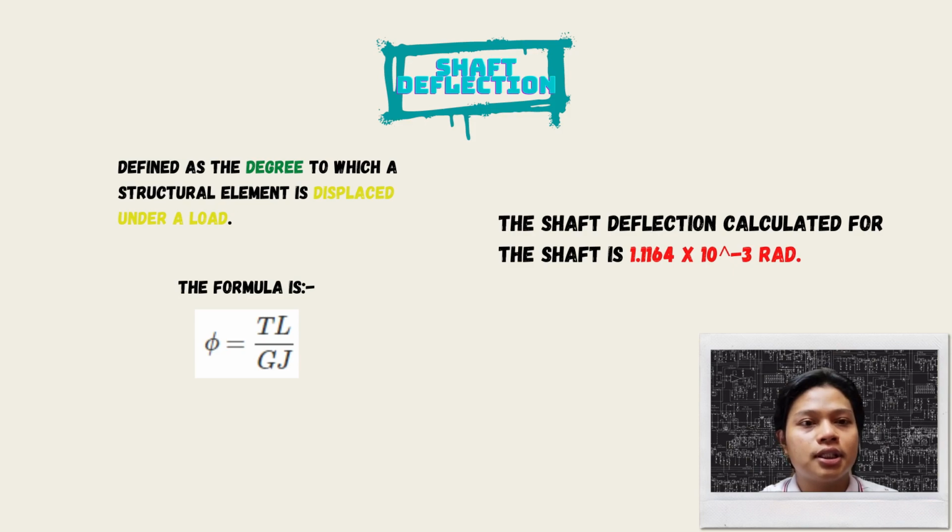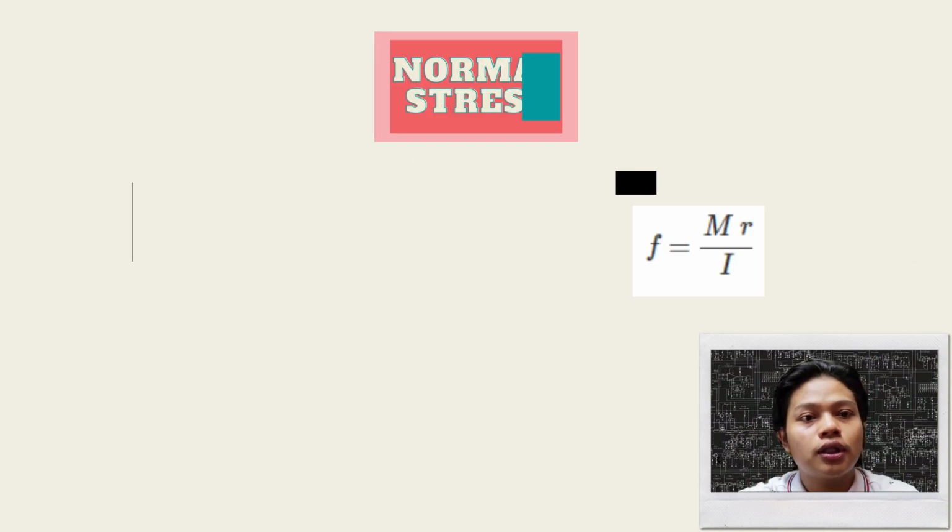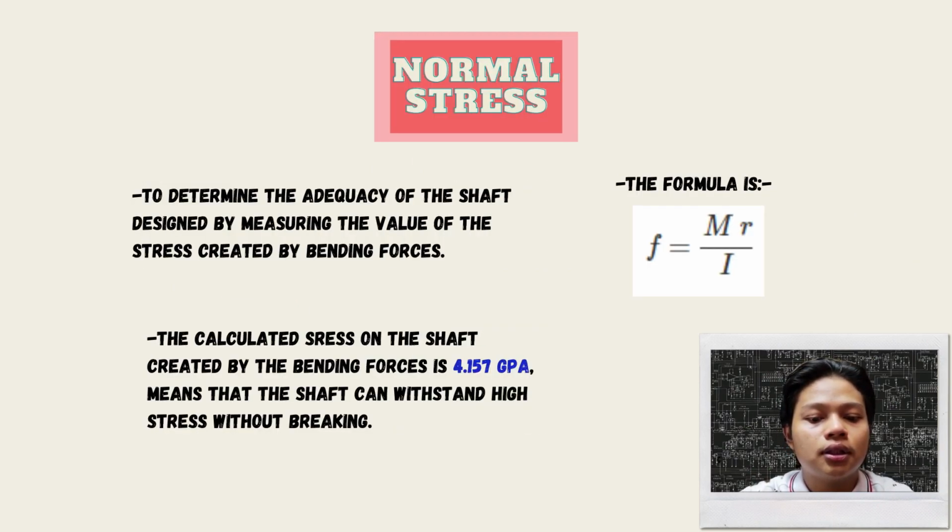Next is the shaft deflection. It is defined as the degree to which a structural element is displaced under load. So the formula used is as shown in the slide. So the next part is the normal stress. It is to determine the accuracy of the shaft design by measuring the value of the stress created by the force. The formula is as shown in the slide. So the value is 4.157 megapascal. This means that our shaft can withstand high stress without breaking.